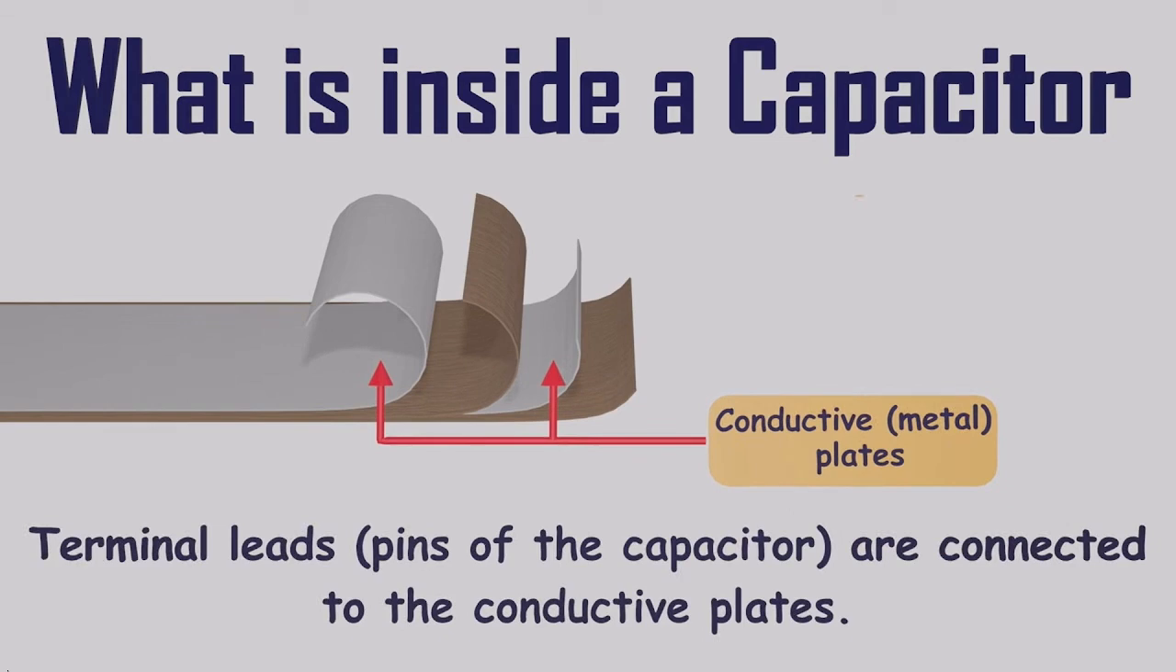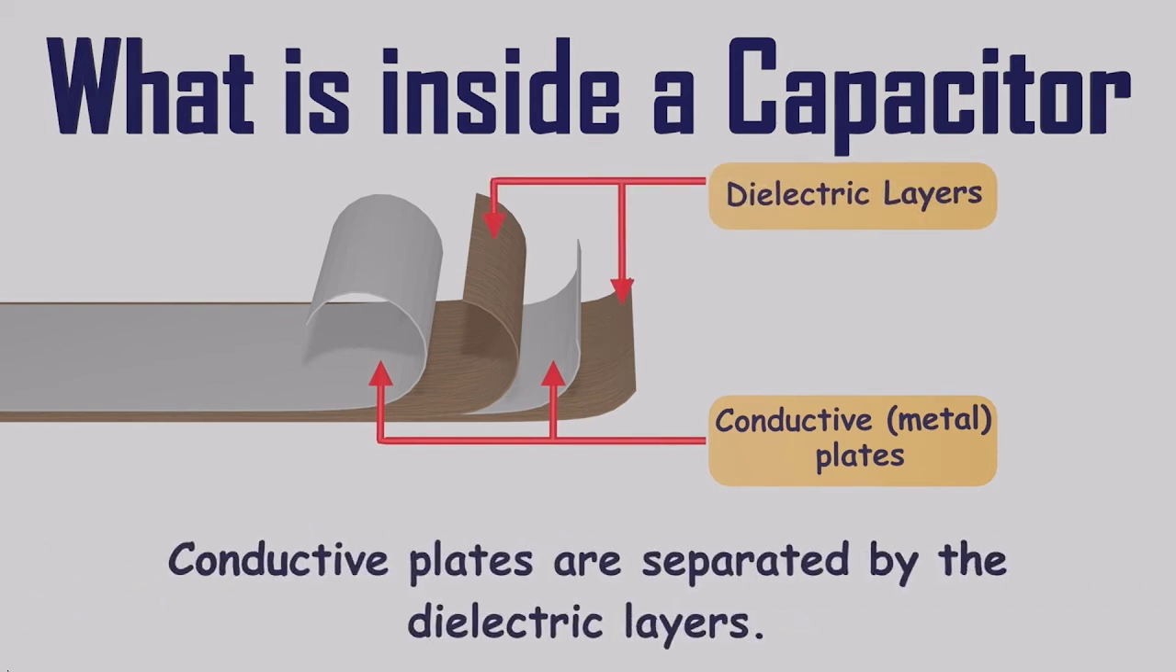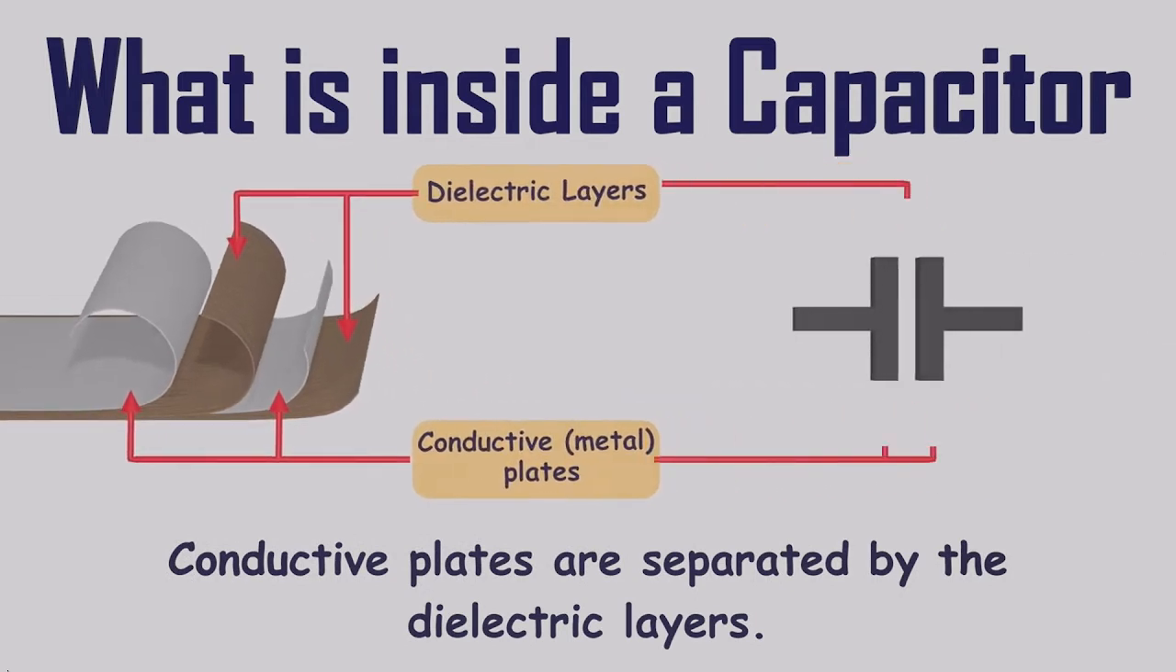Importantly, these parallel metal plates do not physically touch each other. Instead, they are electrically isolated by high-quality insulating material layers commonly referred to as the dielectric. The symbol representing a capacitor precisely illustrates this arrangement. Two parallel lines within the symbol represent the conductive plates, and the space between them signifies that the plates are separated by a dielectric layer.